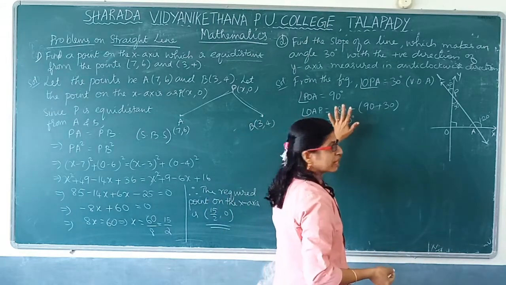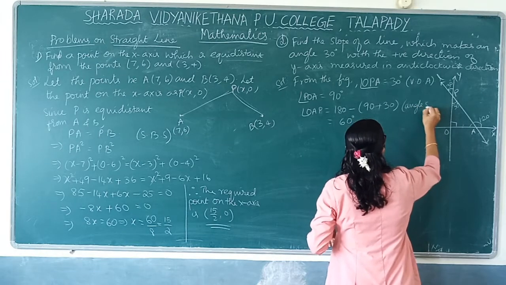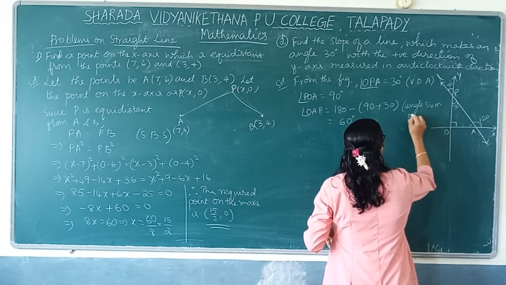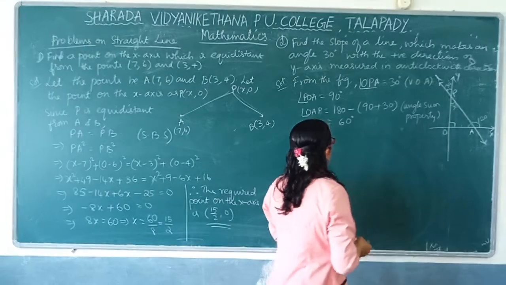Here I have applied the angle sum property. If you want, you can write here angle sum property of a triangle, for your reference. So 60 degree we got.